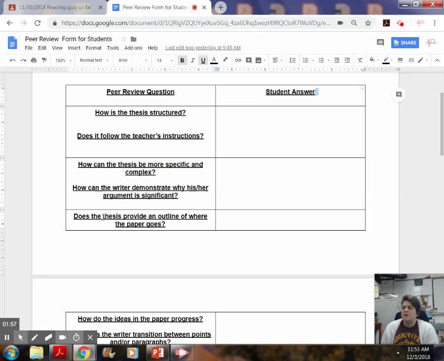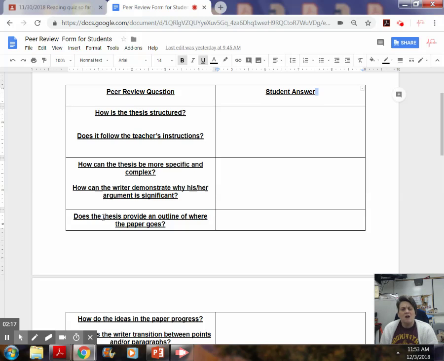Now, let's look at some of these questions. How is the thesis structured? Did you understand when you read that first introduction paragraph what they were talking about? Did it follow the instructions? Did they give a clear thesis with some supporting information in it? Did it grab your attention? Do you understand what's going on?